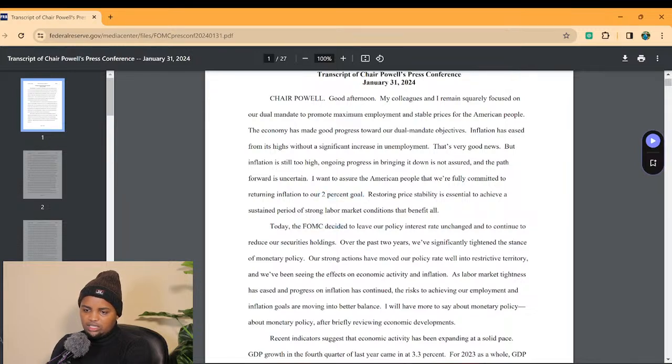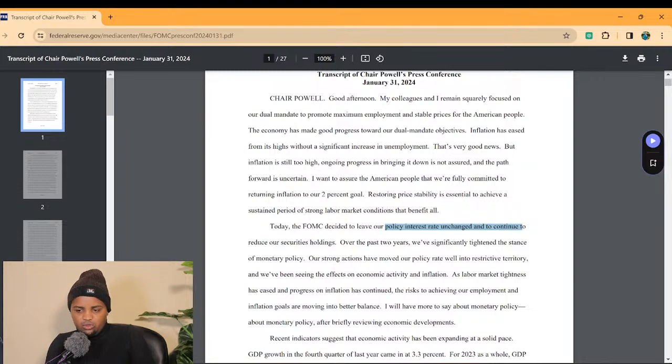The Fed decided to keep the policy interest rate unchanged and to continue reducing its securities holdings of the past 2 years. We have significantly tightened the stance of monetary policy. Our strong actions have moved the policy rate well into restrictive territory. So this is a speech.